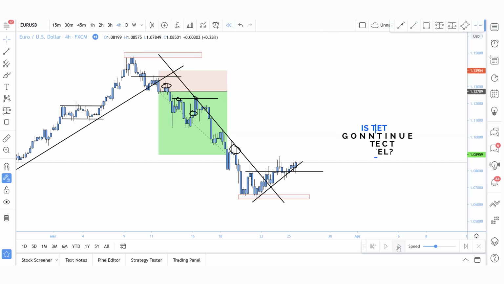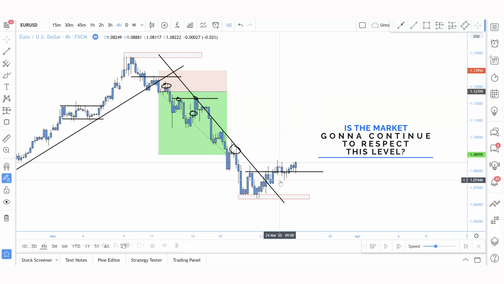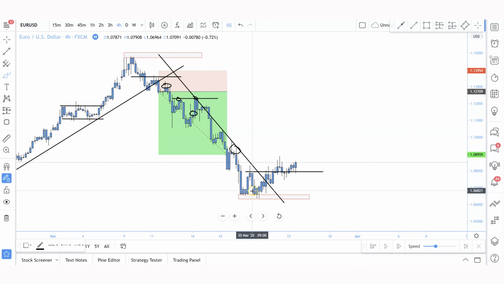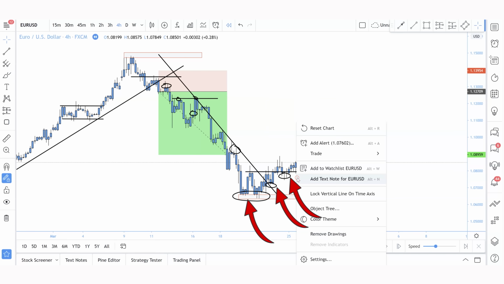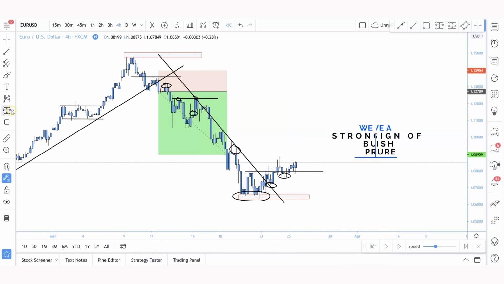Is the market going to continue to respect this level? It clearly is. And if we remove this line and take a look at what the structure is doing, we have price failing to break above this low. We have a higher low within this range, and then the retest of this level higher low. And now we have a strong sign of bullish pressure here.